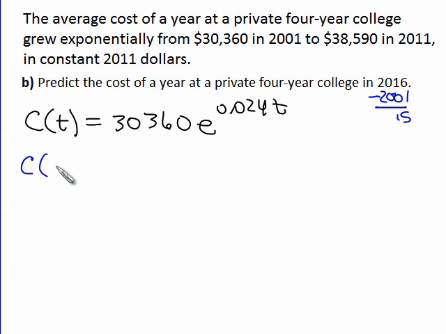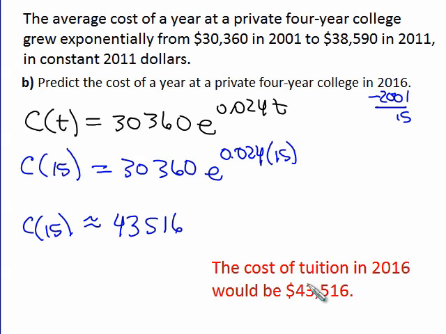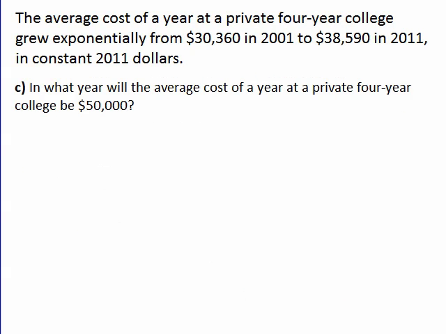So I need to find C at 15, which will be 30,360 e to the 0.024, and now we know t is 15. So I have to type all of this into my calculator and see that the cost in that year will be about 43,516. The cost of tuition in the year 2016 then will be about $43,516.